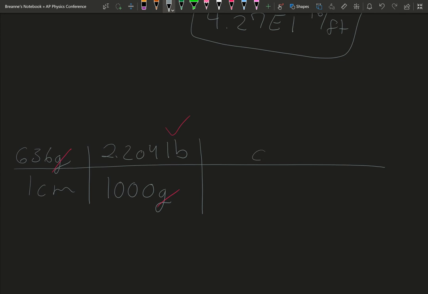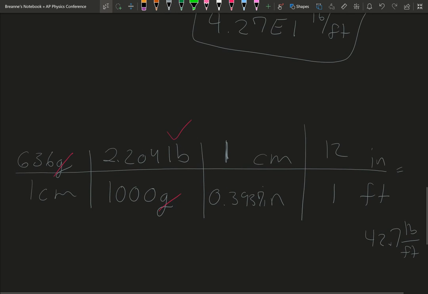Next thing I did is I went from centimeters, instead of going straight to meters, I went straight to inches. And then I went to inches to feet. And so for 1 centimeter, that gives you 0.3937 inches. Of course, 12 inches gives you 1 foot. You still get close to the same answer, which would be the 42.7 pounds per foot. Make sure everything cancels except for what you want, and you're good.